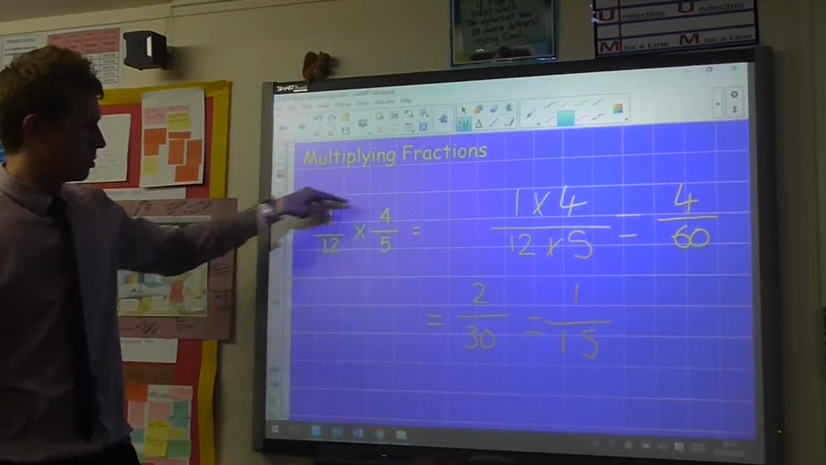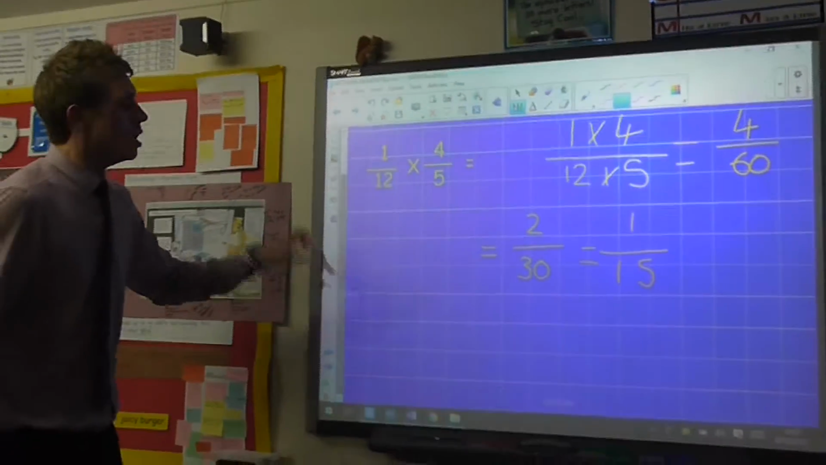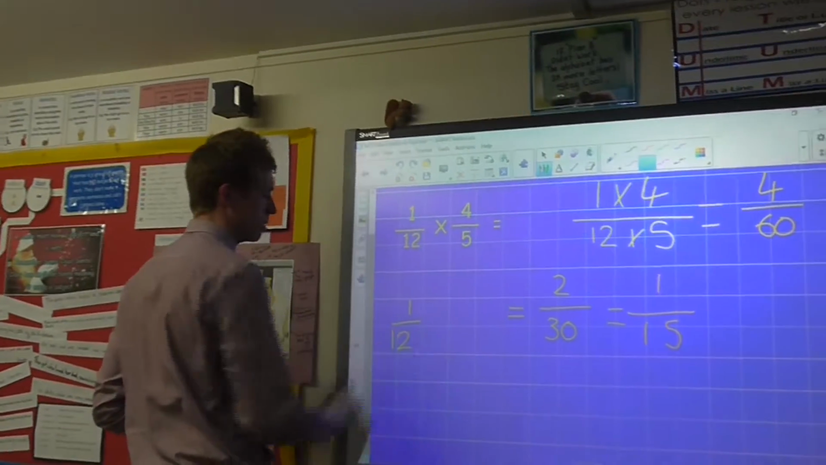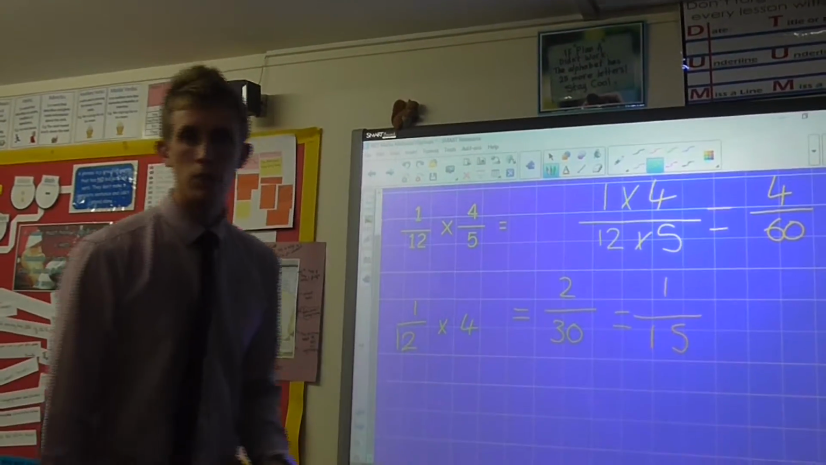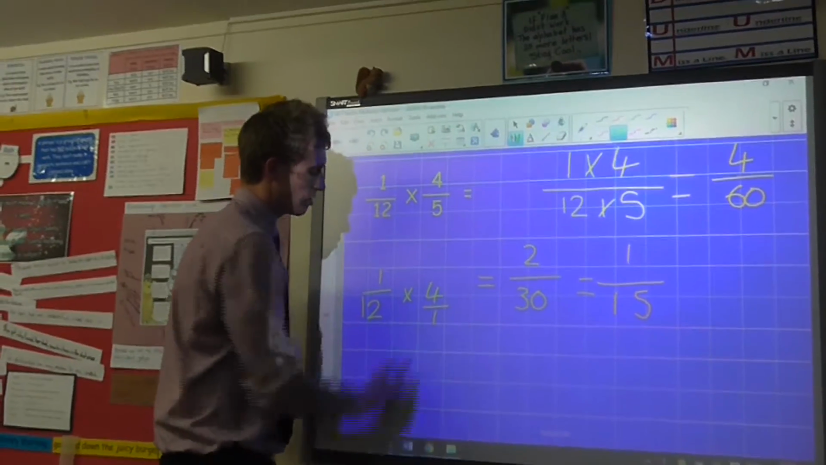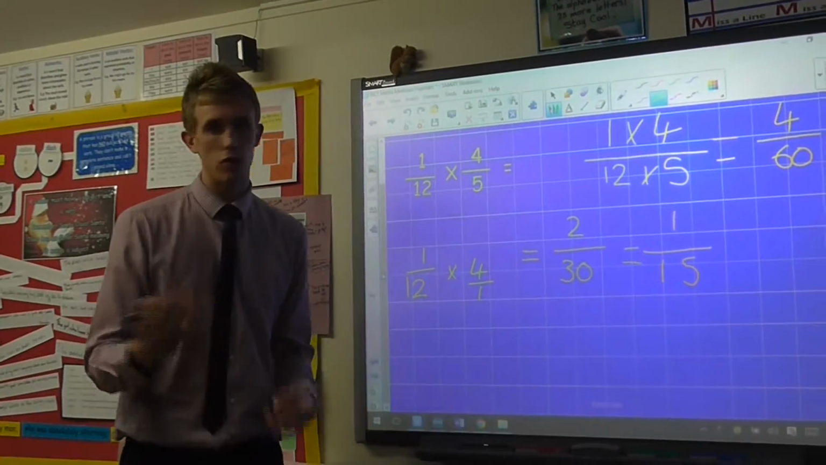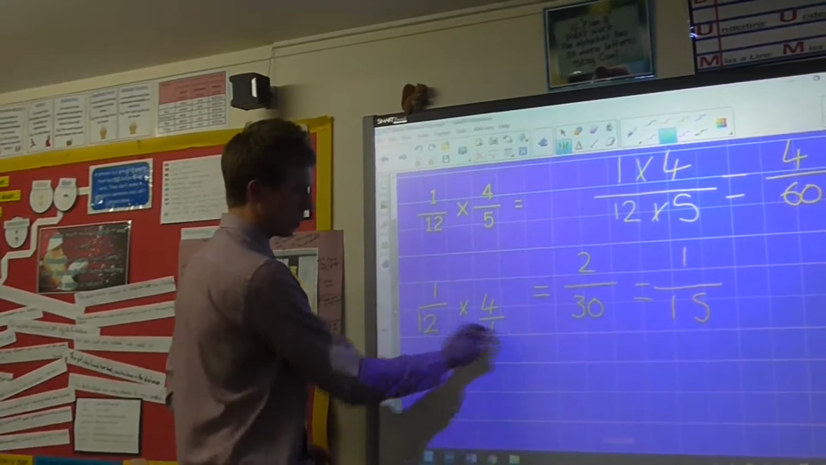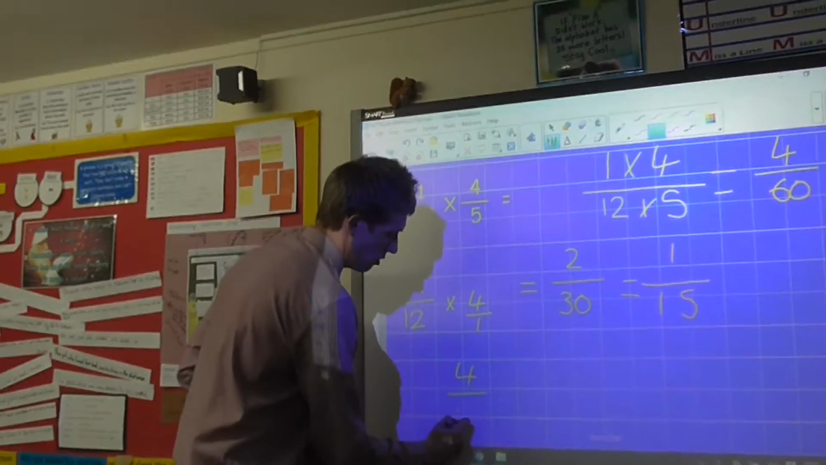But all I've done is multiply the numerators together and multiply the denominators together. If my question was 1/12, and I was multiplying it by a whole number, 4, then 4 as a fraction is exactly the same as 4 out of 1, because if 1 is a whole one, then if I've got 4 parts, I've got 4 whole ones. So you can see here that I end up doing 1 times 4 and 12 times 1 to work out what my fraction would be. So I end up with 4/12.